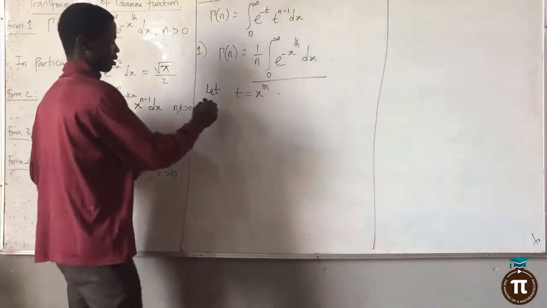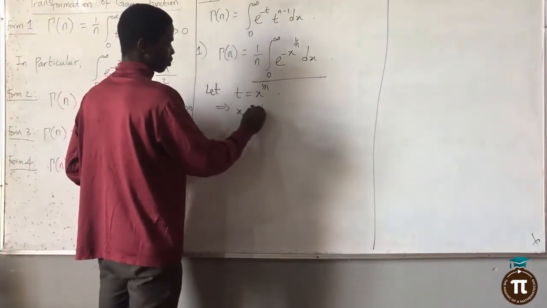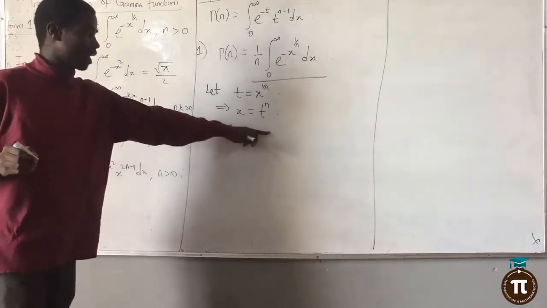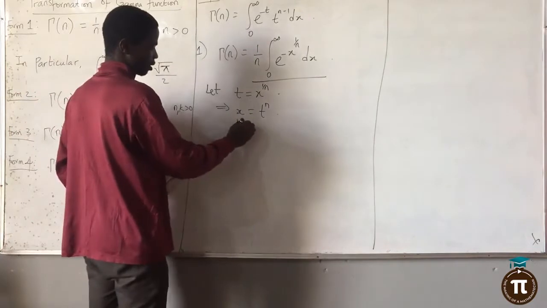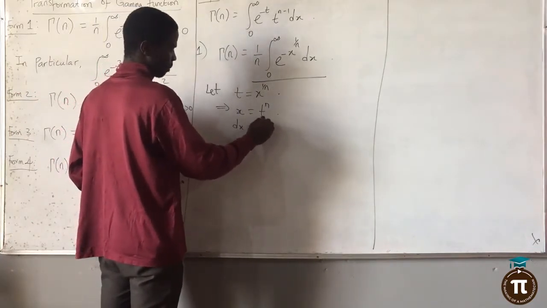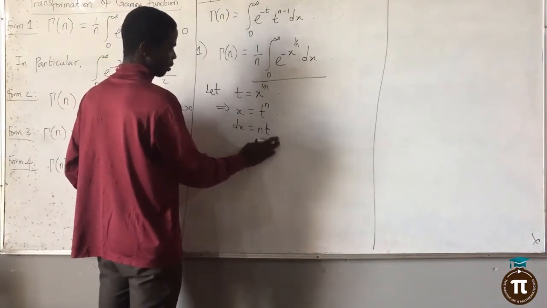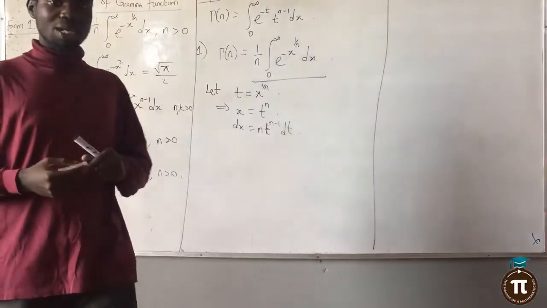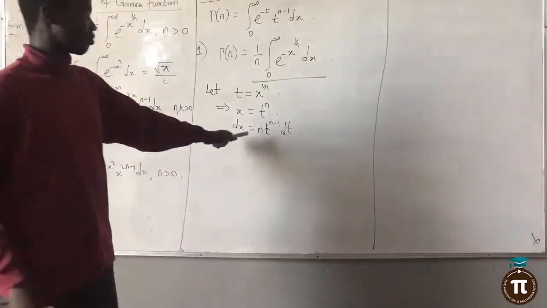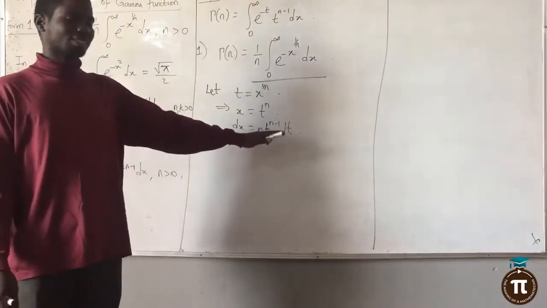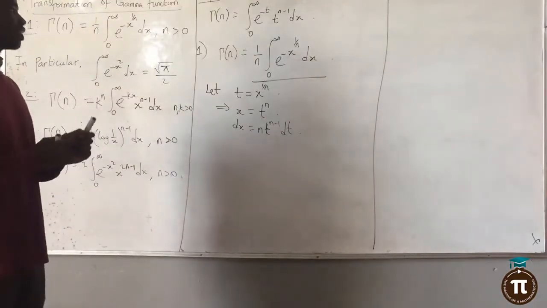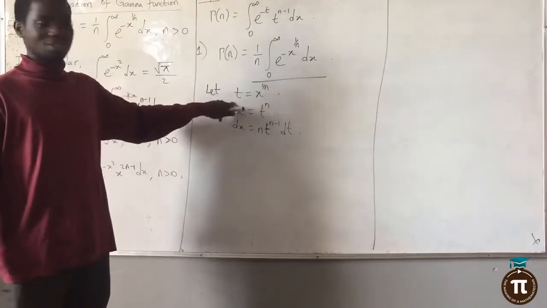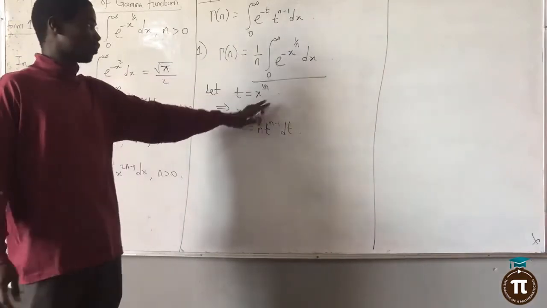It means that s will be equal to t raised to power n. Then differentiate, ds is equal to n t raised to the power of n minus 1 dt. That's what I'm going to have. The next thing that will happen is that I'll substitute. Of course, when s is 0, t is 0, and when s is infinity, t is also infinity.